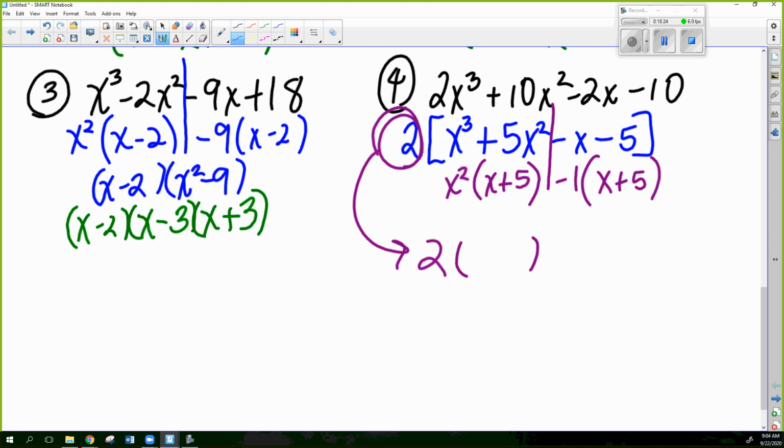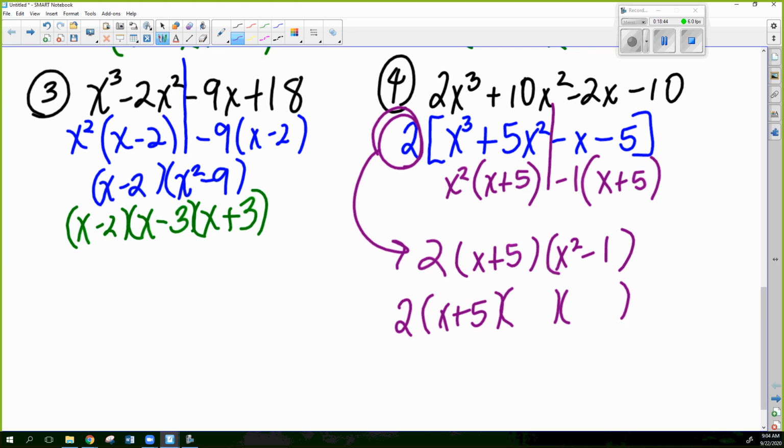So one of my factors, now I'm ready to put it all together. One of my factors is x plus 5, and the other one is x squared minus 1. But that's a difference of squares. So we're going to go one more step, and we're going to break up our difference of squares. Just keep bringing that 2 down at this point, okay? And that difference of squares breaks into, and very good. Okay? Question.